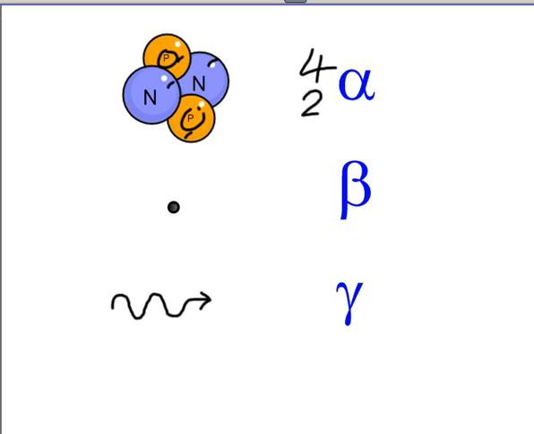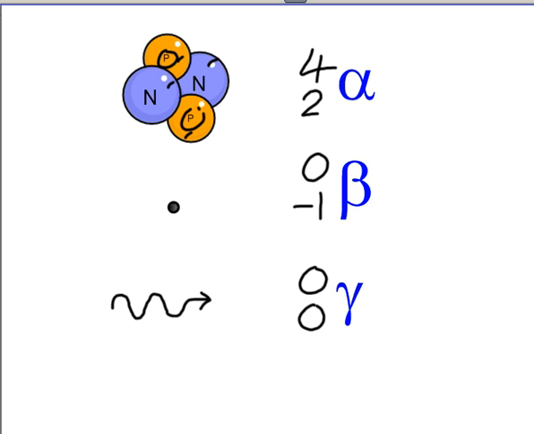Beta particle, we've already mentioned, it has no mass, relatively no mass, so we have 0, and the charge is -1, so the atomic number is -1. Now gamma ray is just energy, so that's simple, that has no mass and no charge, so we write them like that.